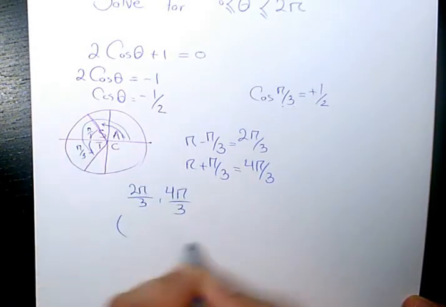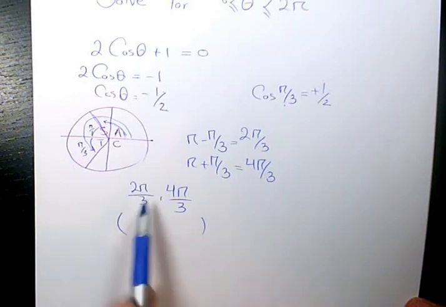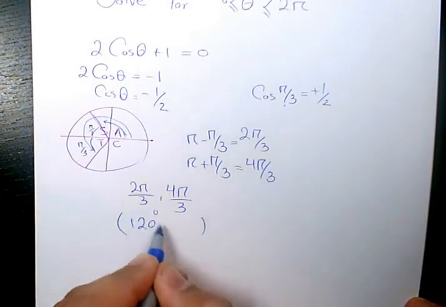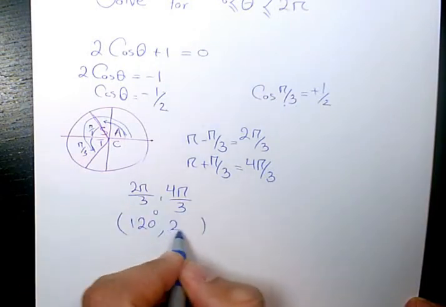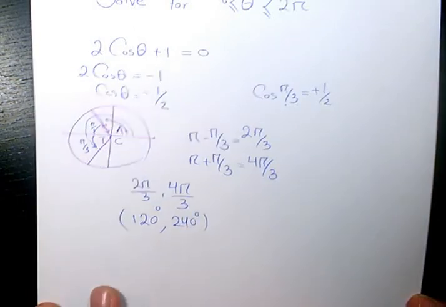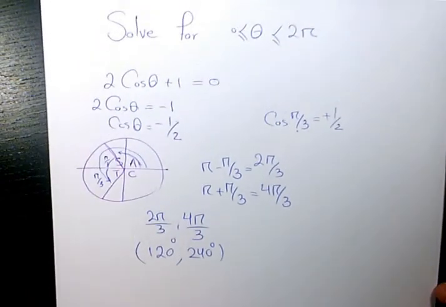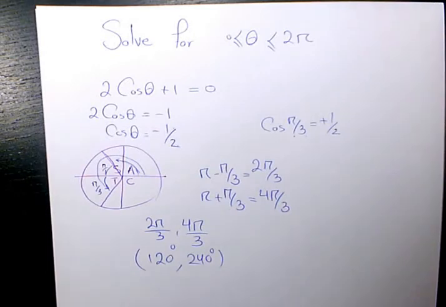In case we want to convert it to degrees, that's going to make it 120, and this one is going to be 240. So these are the two answers to this question. So that's all. We have the answers in radians and also in degrees.